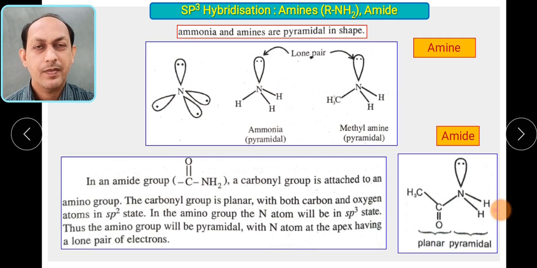You have to remember for multiple choice questions: what is the bond angle in ammonia or methylamine? It is not 109 degrees 28 minutes but it is 107 degrees.